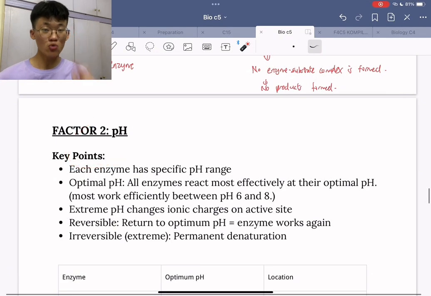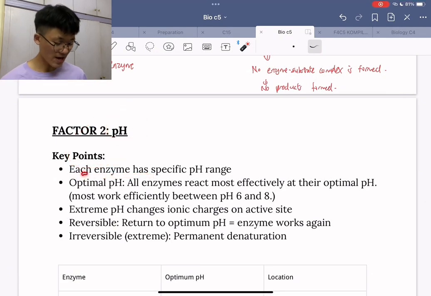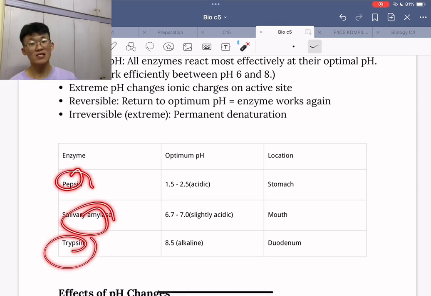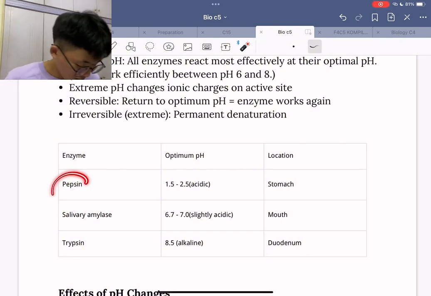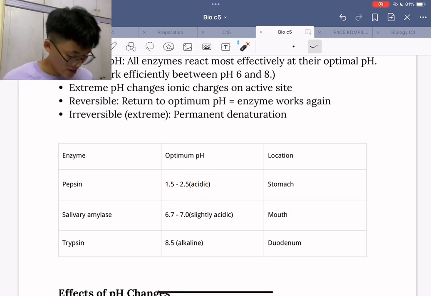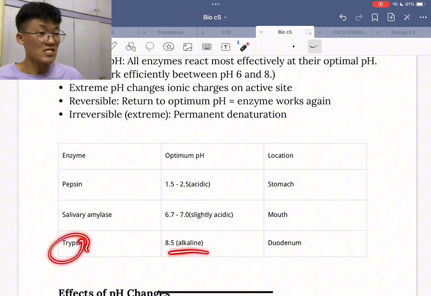Now, factor number 2, pH. So what I want to tell you is that each enzyme has a specific pH range. For example, pepsin, salivary amylase, and trypsin each has its own optimum pH. Pepsin works in acidic pH conditions, amylase works in slightly acidic conditions, and trypsin works in alkaline conditions.